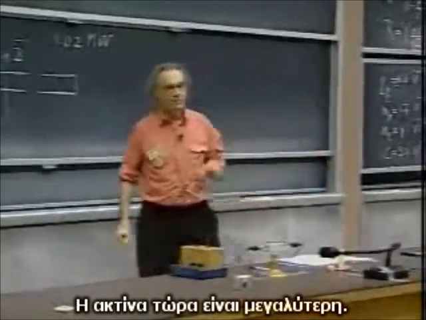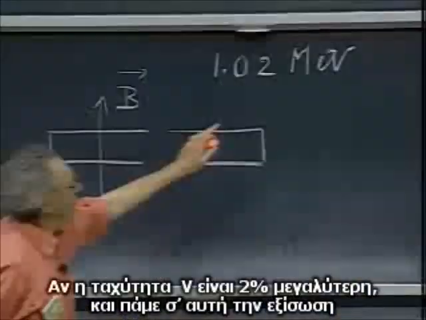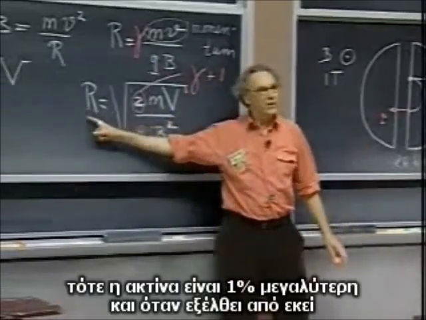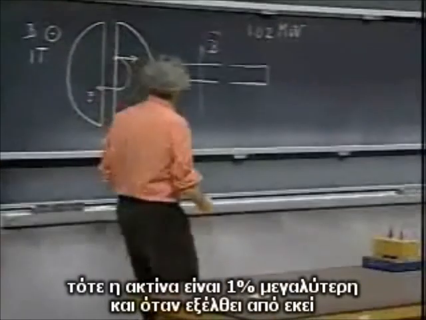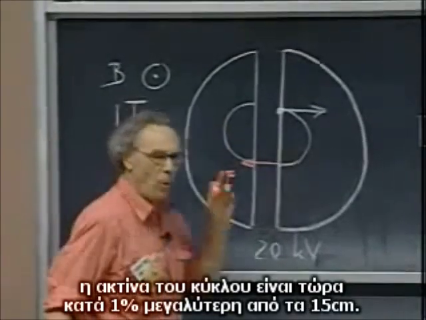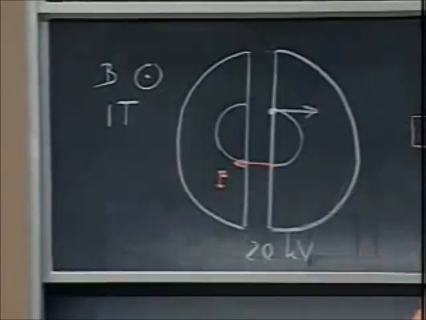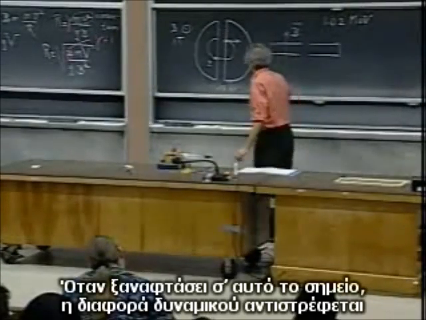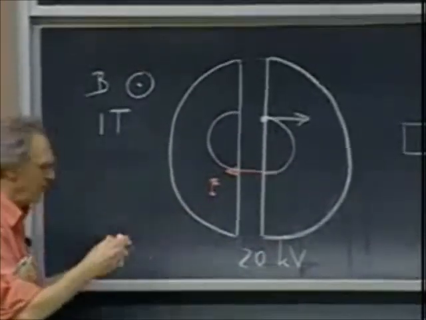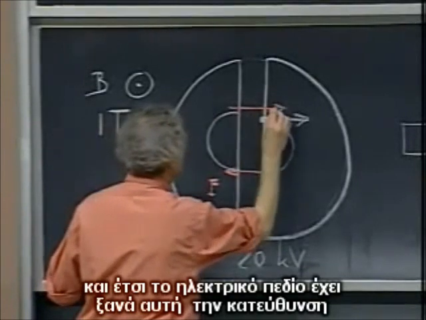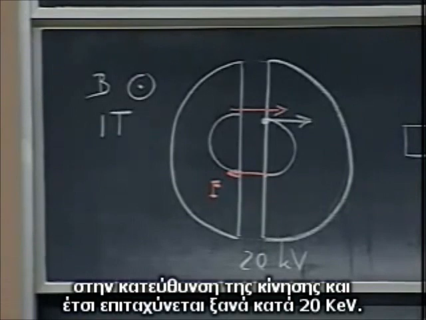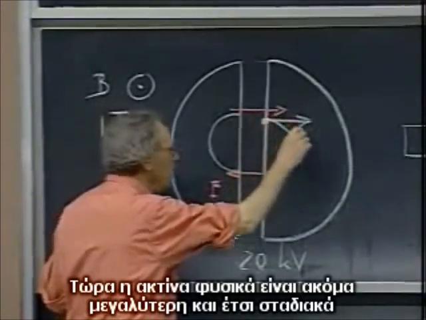The radius now is larger. If capital V is 2% higher, and I go to this equation, then the radius is 1% higher. And so when it comes out here, and it makes a circle, the radius now is 1% higher than 15 centimeters. But when it gets to this part of the D, this potential difference is reversed, and so the electric field is again in the direction of the proton, and so it is accelerated again by 20 kilo electron volts. Now the radius, of course, is even larger.